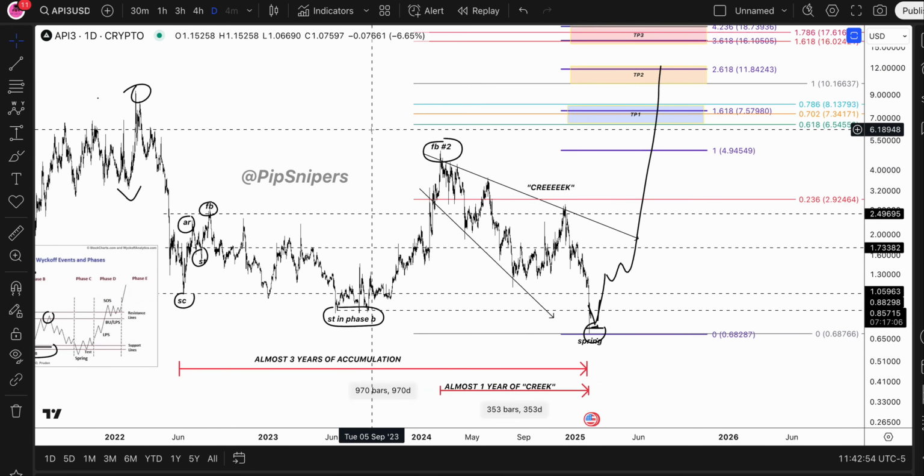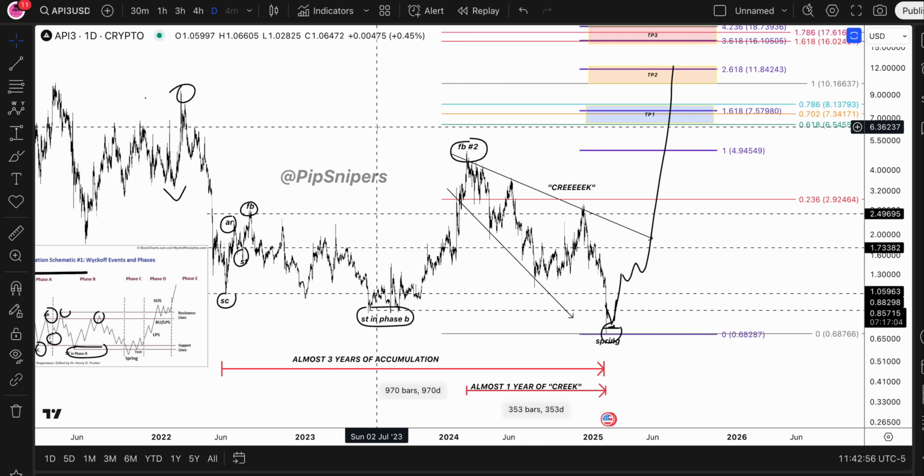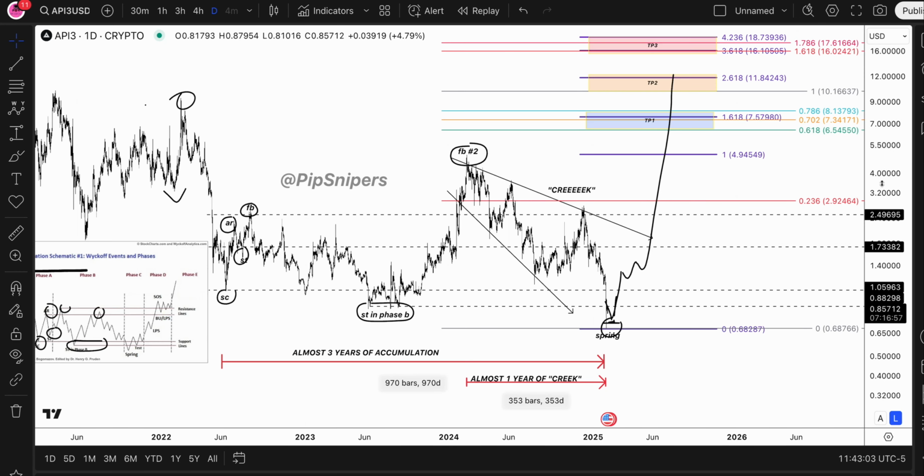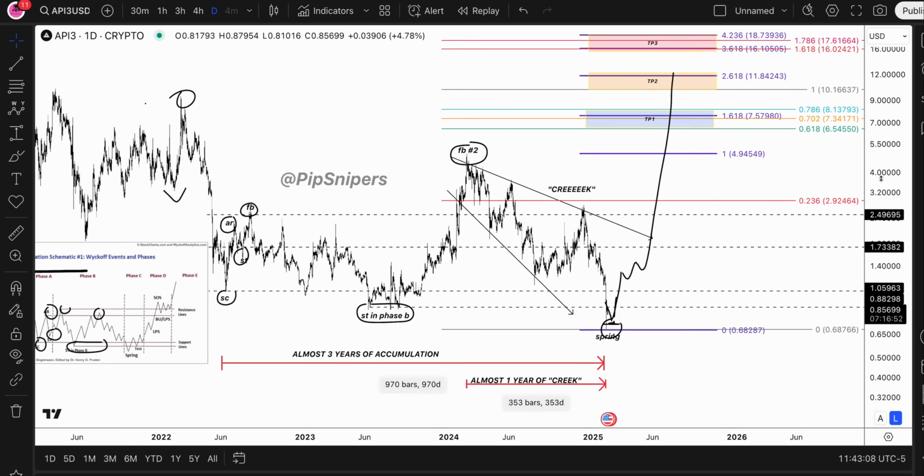Now we would be taking a look at around that $6.50 to $8 region for TP1. Then we'd be taking a look at 10 to 11.84, and then 16 to 18.70 for TP3.